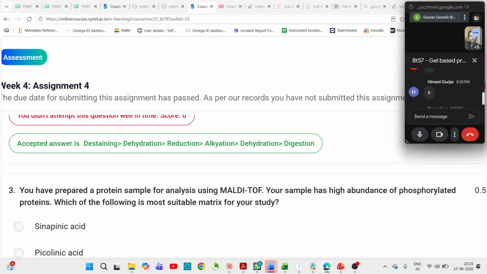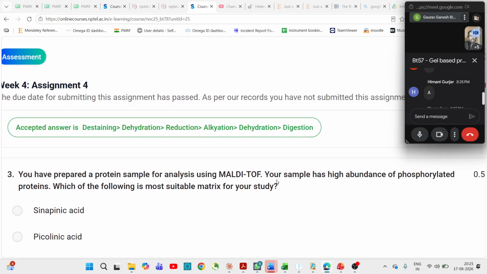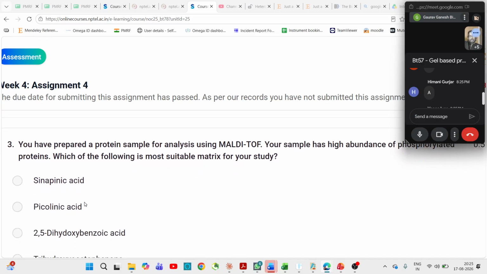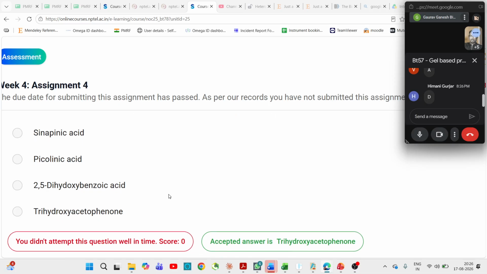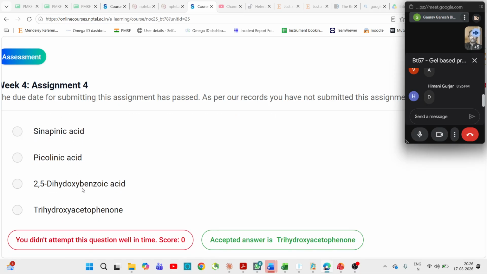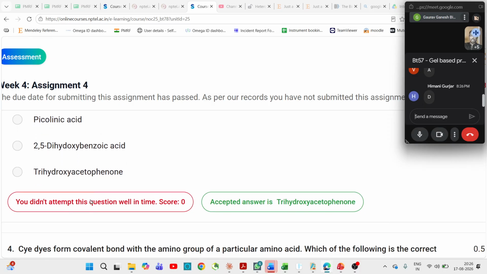So you have prepared a protein sample for analysis using MALDI-TOF. Your sample has high abundance of phosphorylated proteins. Which of the following suitable matrix will you be using for your study? DHB, trihydroxyacetophenone. Yes. So all these have different benefits. We have gone through that in the lectures. Like if it is more than 5,000 Daltons, you accordingly use sinapinic acid.